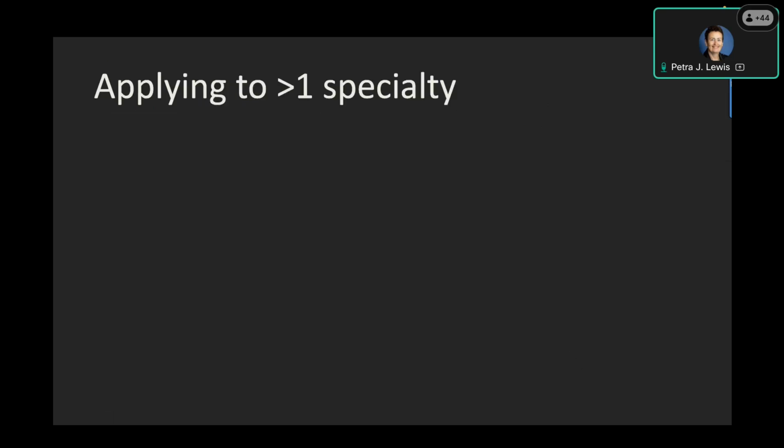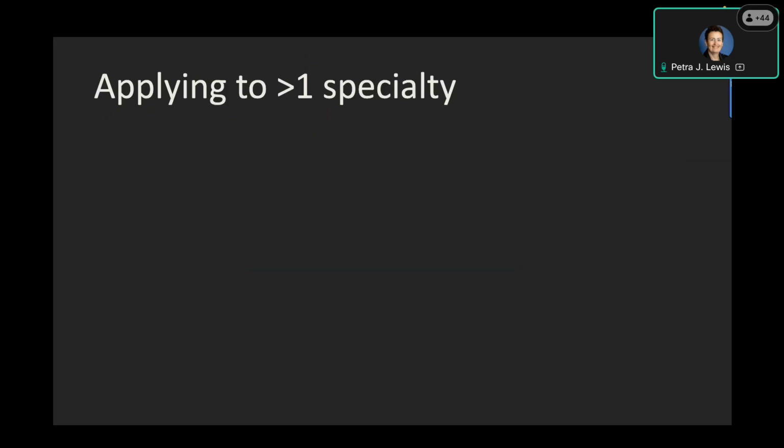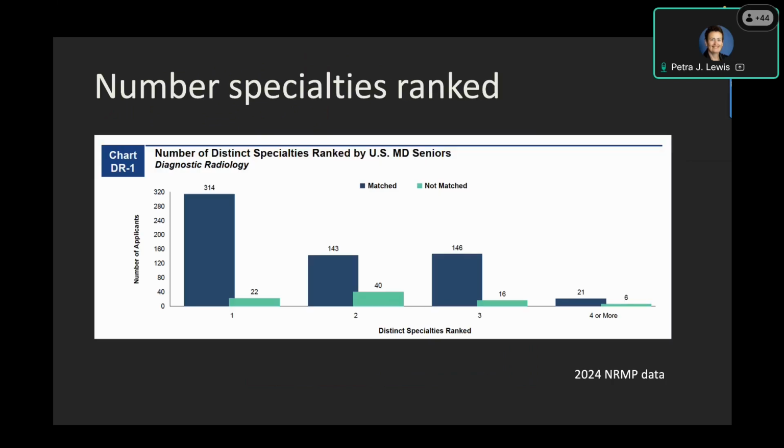So what about applying to more than one specialty? This used to be a really bad thing, but it's changed. This is 2024 data for DR, and you can see here that it adds up to nearly 50% of the applicants applied to more than one specialty. Now that includes IR, and I can't find anything where they divided it out, where they said other specialties other than IR.